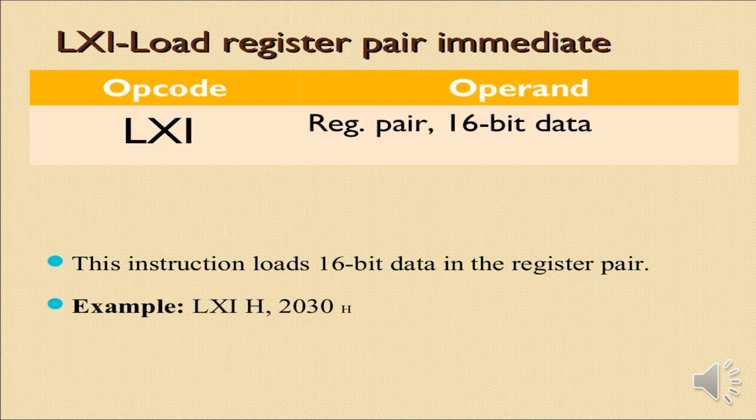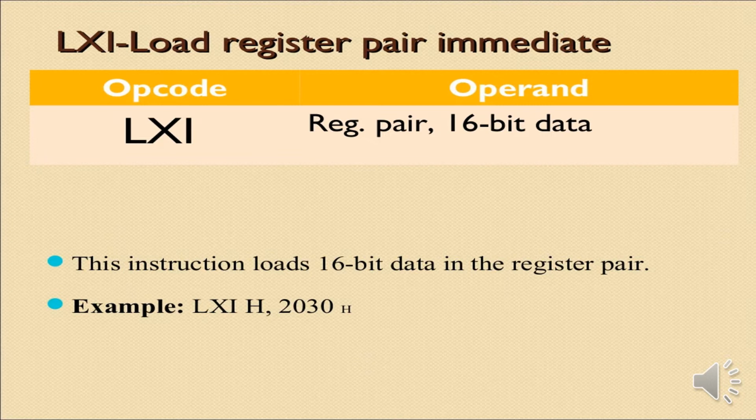So the opcode is LXI, and a 16-bit value is stored into the register pair. The operand is a register pair, such as the H register pair, B register pair or D register pair, and the source operand is 16-bit data. The 16-bit data is directly loaded into the register pair. These instructions load the 16-bit data into the register pair.